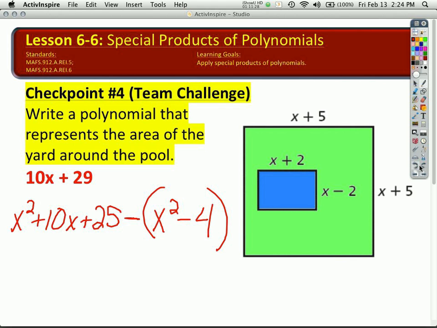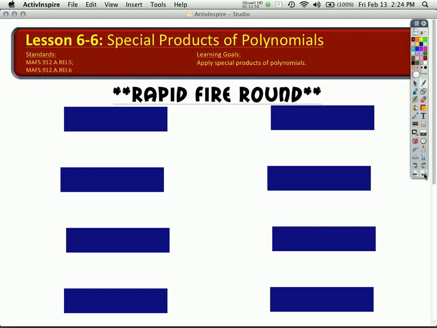So the point is, if I said write a binomial, that would have given part of the answer away. Polynomial is a term that describes everything. It describes monomial, binomial, trinomial, and everything beyond it. So it was intentional. Does that make sense? Okay. That's a good question that you brought up. Any other questions? All right.